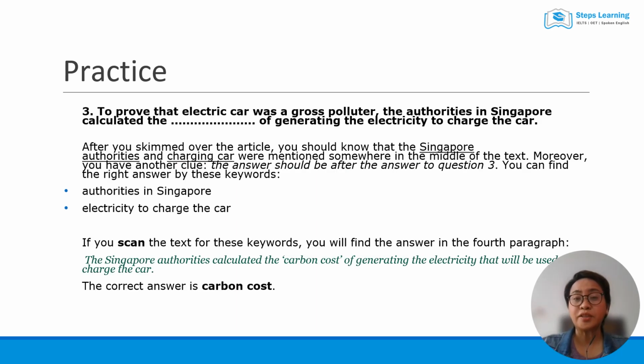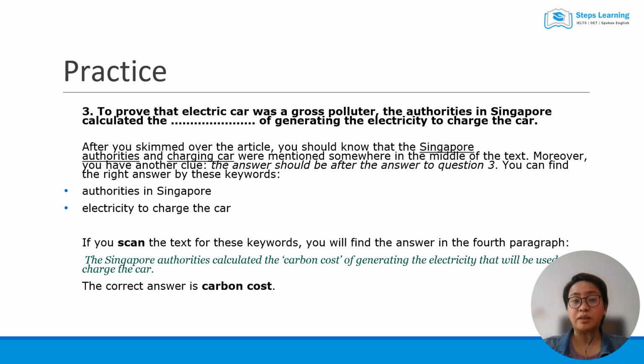To prove that the electric car was a gross polluter, the authorities in Singapore calculated the blank of generating the electricity to charge the car. Now, after you have skimmed over the article, you should know that the Singapore authorities and charging the car were mentioned somewhere in the middle of the text. Moreover, you have another clue. The answer should be after the answer to question 2.